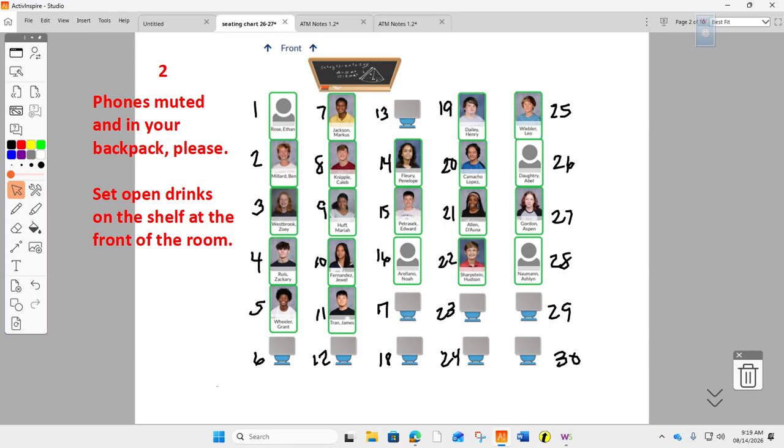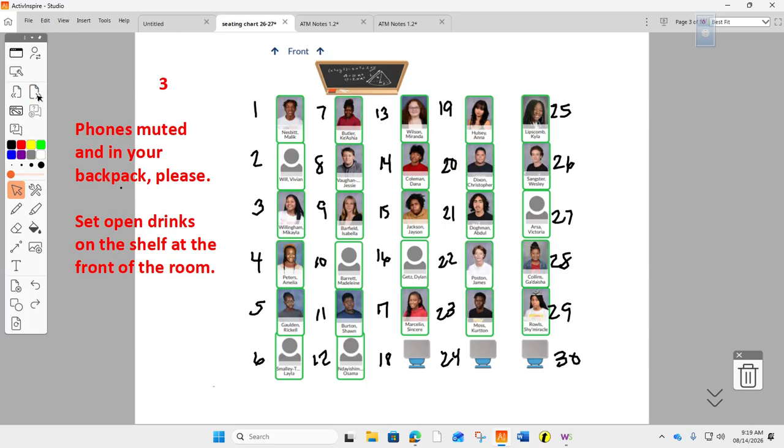Remember, your phone's not supposed to be out in here, right? It should be in your backpack before you come in the room. If it's in your pocket, go ahead and drop it in your backpack now. If you did not pick up your notes and your assignment for today, do that in the geometry tray. Did not grab your calculator, grab that.